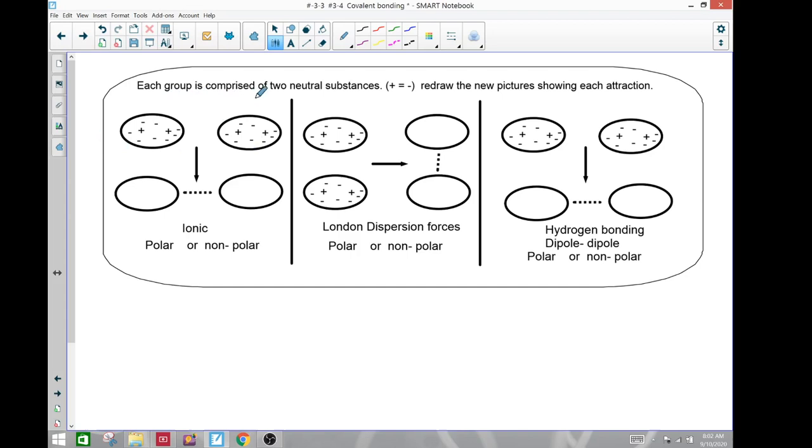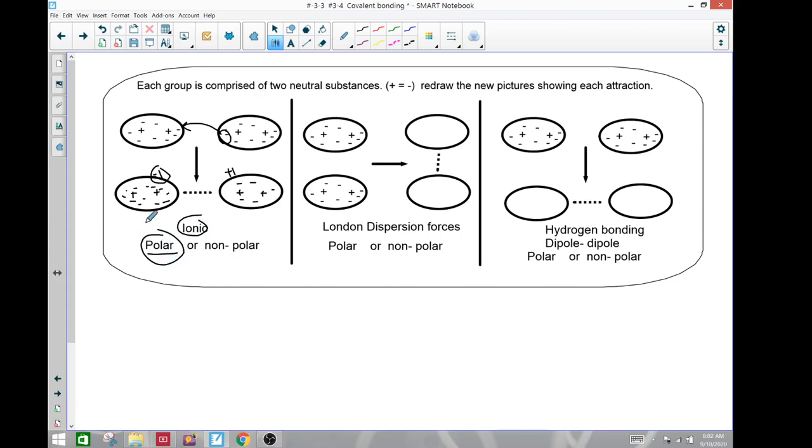Each group is comprised of two neutral substances, positive equal negative. Redraw the pictures showing each attraction. All right, ionic. Now we do ionic here. I'm going to abbreviate this somewhat because I don't want to take a ton of time just drawing all these negatives. But essentially, we'd have to have one of these negatives jump over to this guy, and you have to have more negatives on this side than on this side. I'm going to exaggerate that a little here. This side becomes -1, this guy becomes +1, and this would be ionic, and it is like the most polar thing you can get.